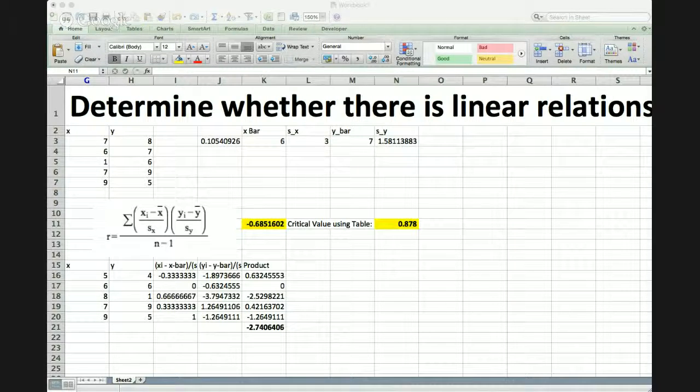So let's review this question one more time. We found the r variable.